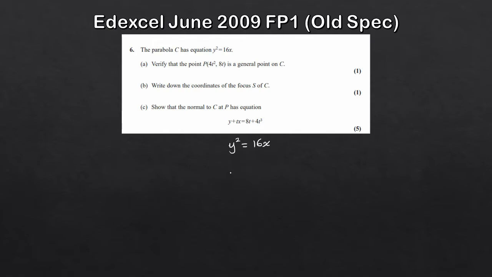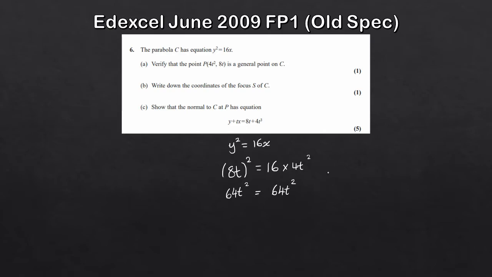So how would we do that? It's 1 mark, so shouldn't expect anything too crazy. All we actually have to do is substitute in this coordinate, this point. And what we should expect is that if y squared is equal to 16x, once we substitute that point in, the left-hand side should be equal to the right-hand side. So 8t squared, that's my y coordinate, so y squared is equal to 16 times x, where x is 4t squared. If we simplify this, that gives us 64t squared, which is equal to 16 times 4t squared, so that gives us 64t squared there.